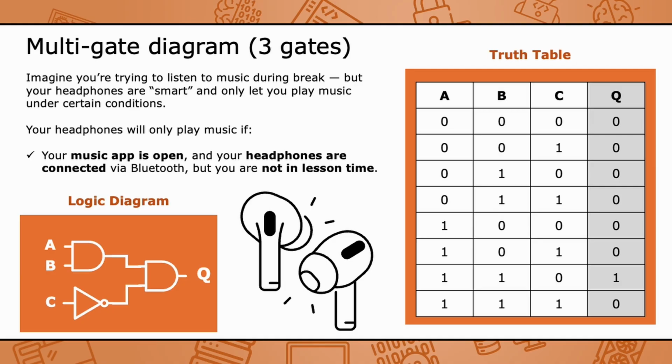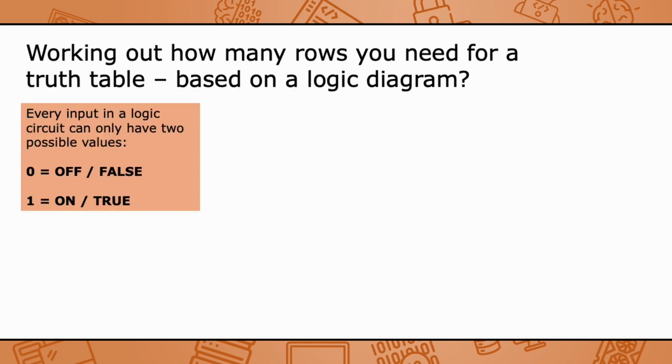And the truth table is going to be a lot bigger because we've got three gates involved here. We're going to look at a little bit of a hint on the next slide as to how you would calculate how many rows you need for a truth table based on a logic diagram. This is a question that has popped up in the past and it could pop up again.